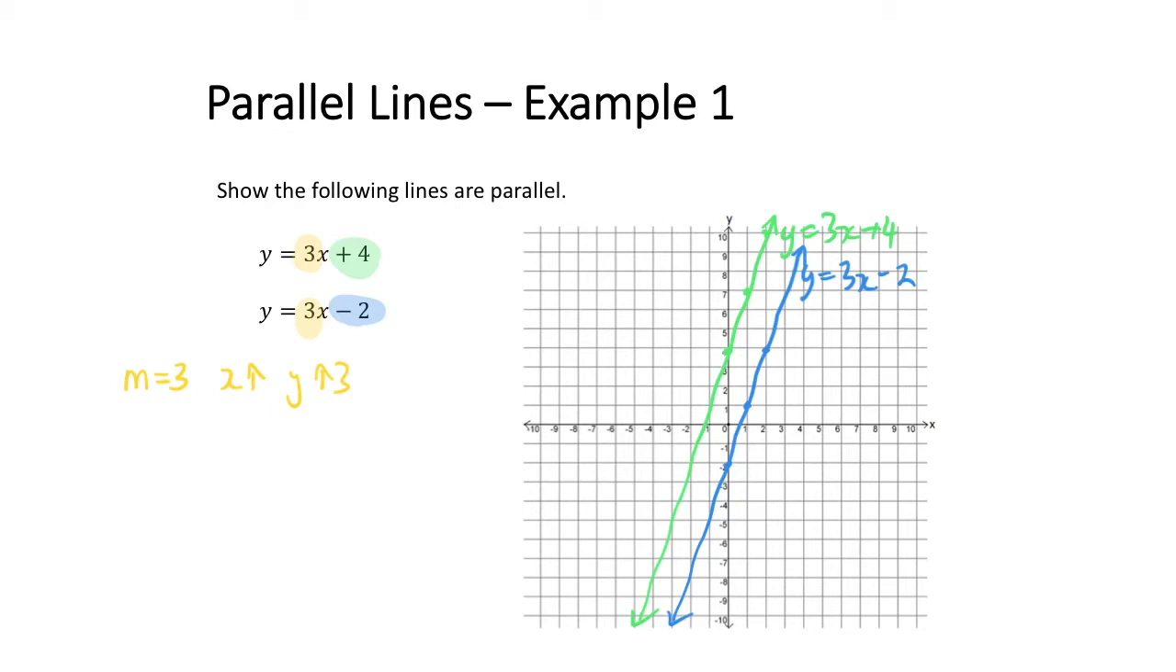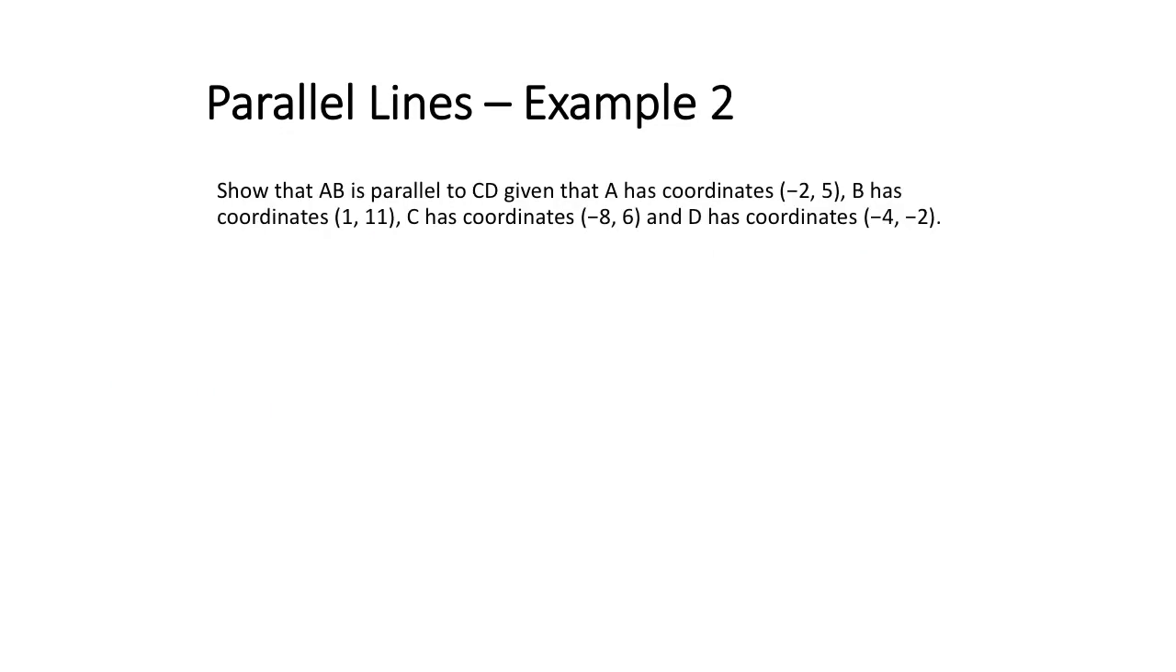Let's have a look at a second example of how we identify parallel lines. In this example, we want to show that AB is going to be parallel to CD. We've got our coordinates of A, which is -2 and 5, and B, which is 1 and 11. Then we've got C, which is -8 and 6, and D, which is -4 and -2. To show that they are parallel, we need to show that they've got the same gradient.